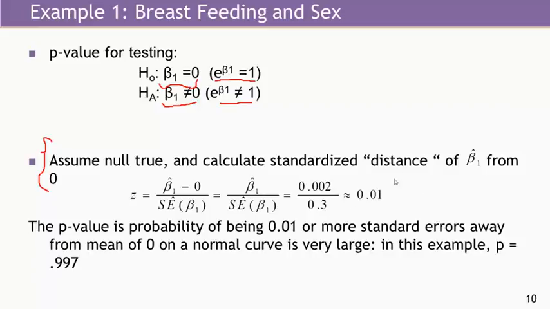We get a result that's 0.01 standard errors above what we'd expect. Very close to it. We already knew the p-value for this test would be greater than 0.05 given our previous intervals, but if we actually look this up, the p-value is very large at 0.997. So again, we fail to find a statistically significant association after accounting for the uncertainty in our data.